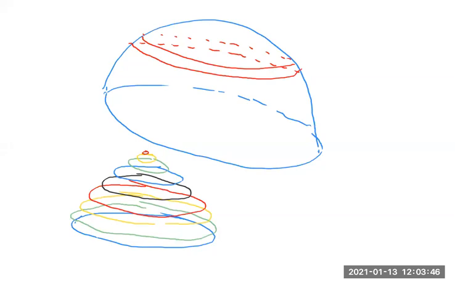Did everyone understand how this hemisphere is being made? This is very important to understand, that this hemisphere is made out of rings which are kept on top of each other. Did everyone understand? Anybody not understanding, please tell me, I will try to explain it again.